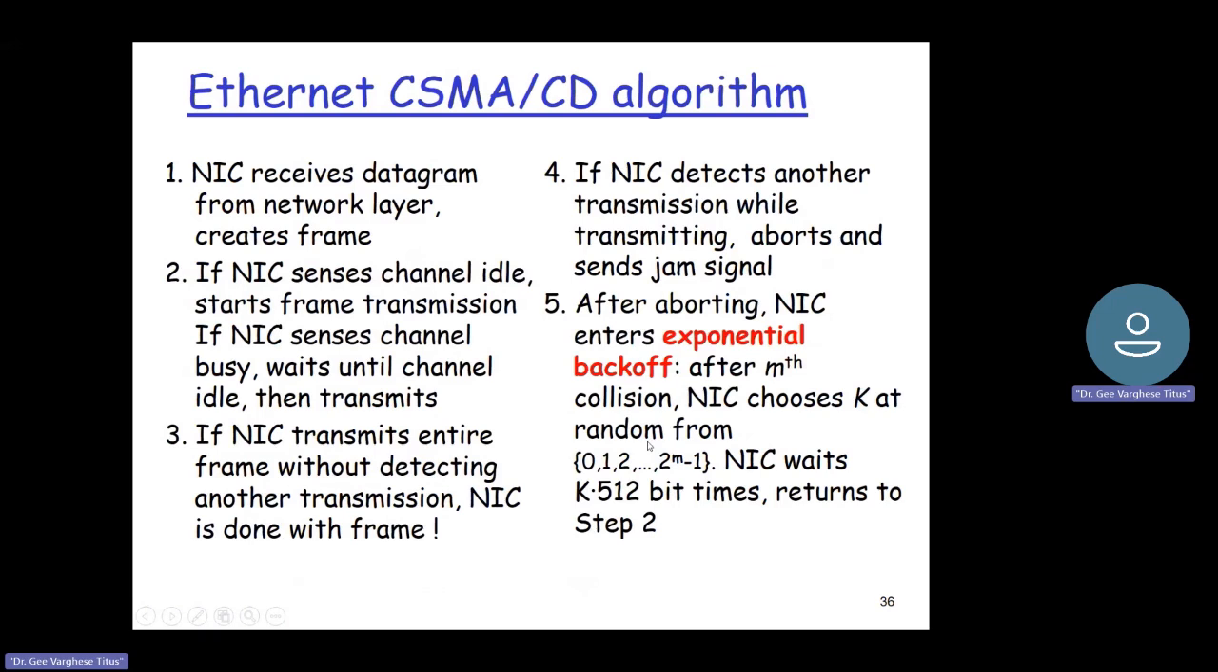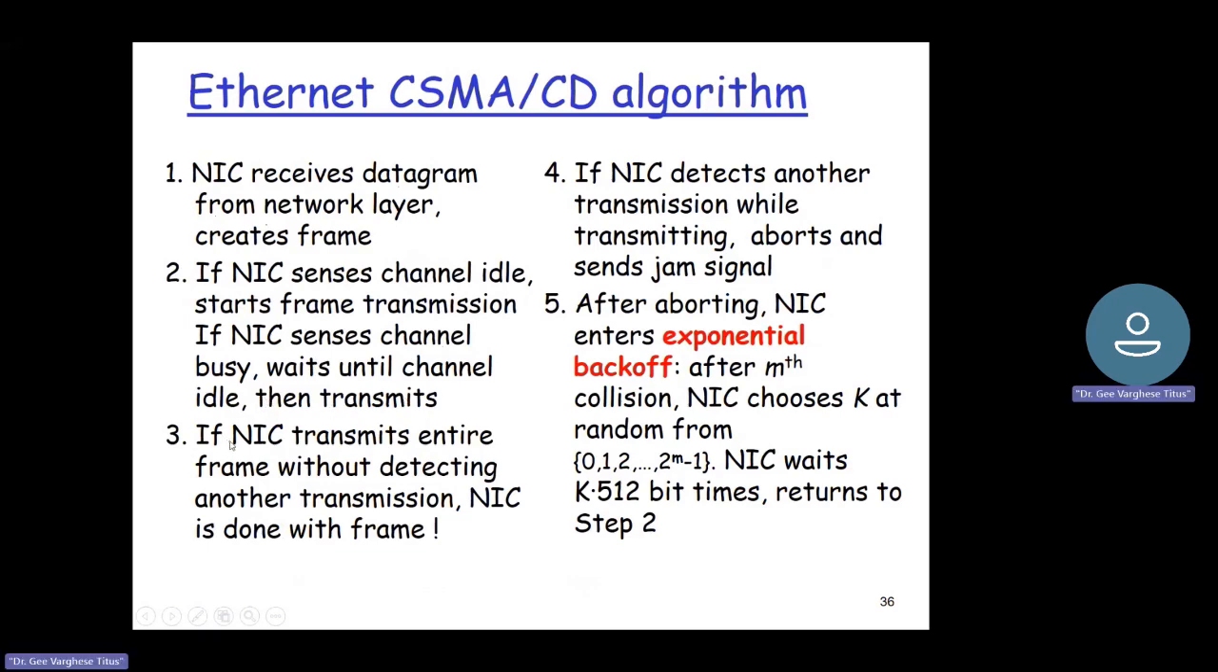Now, what is basically CSMA? You can say that it checks whether the channel is free. So you start with your interface. Your network interface card receives a datagram from the network layer, creates a frame, all those basic things. Now, if you want to transmit, you sense whether the channel is free or not. If it is free, it starts transmission. If the channel is busy, it waits for the channel to be idle and then transmits.